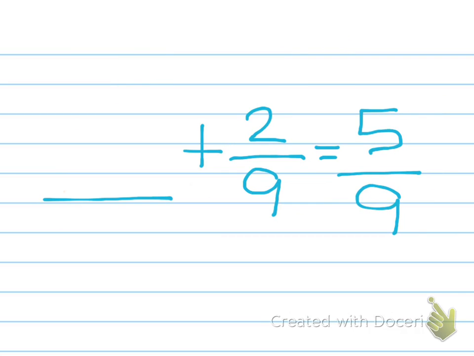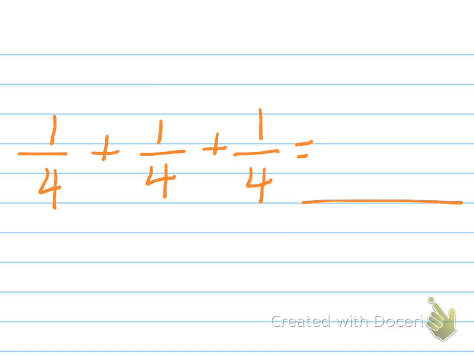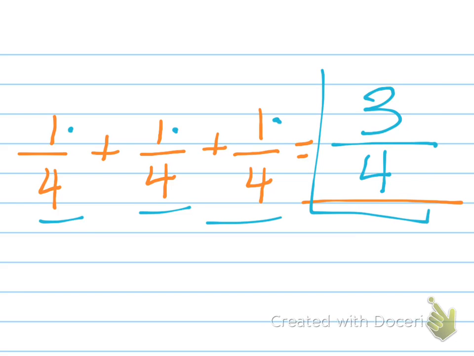D says blank plus 2/9 equals 5/9. So again, we know our denominator is 9. Something plus 2 equals 5. So if we do 5 minus 2, it is 3. Therefore, 3/9 plus 2/9 equals 5/9. E says 1/4 plus 1/4 plus 1/4 equals what? So again, our denominator stays the same, it's 4. So we just have to add the numerators, 1 plus 1 plus 1 is 3. Therefore, our answer is 3/4.